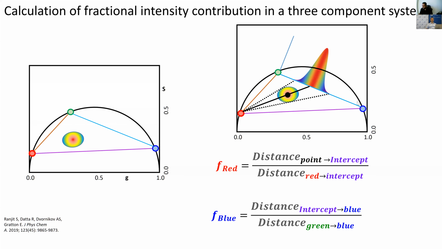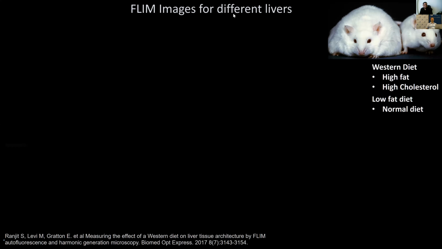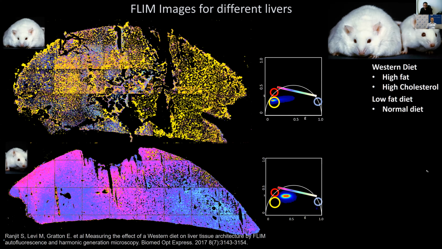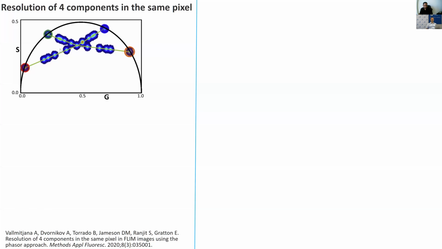Based on that, we looked at this high fat, high cholesterol Western diet and normal diet some years ago. And this is normal diet, but with a fat diet, you see the changes in the liver. These are all fat droplets. But we can do the quantification and we can see how much of this long lifetime species is present. This is work with Alex.